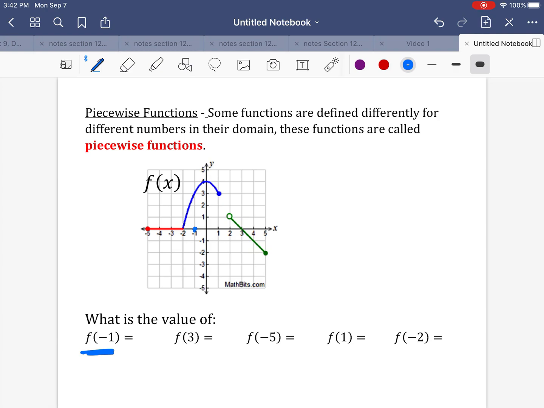So f of negative 1. Negative 1 is right there, so that's going to be using the blue graph. So I'm going to go up, and there's my answer, 3. F of 3. So 3 is over here, and I'm using the green graph, so it's right there at 0. And then the next one, f of negative 5. Negative 5 is over here on the red one right there, so it's at 0. F of 1, I go up, and there it is. So the answer is 3. And f of negative 2, it's actually kind of where the red and the blue meet, but there's no hole there or anything like that. So it's right at 0. That's the height of the answer. All right.